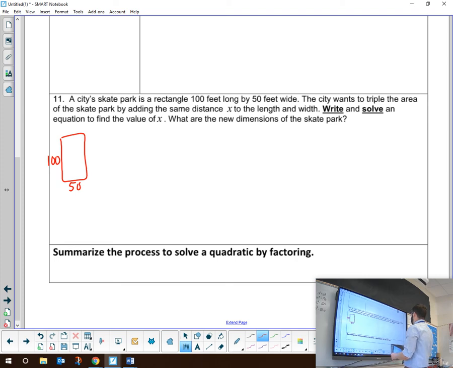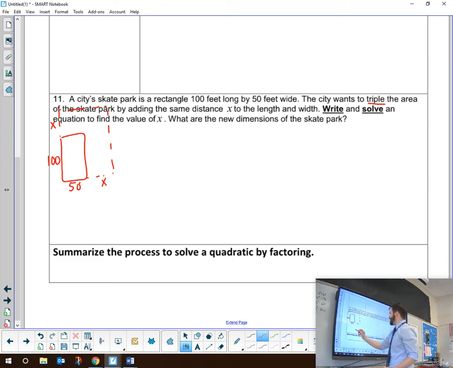Okay. And we want to double the area by adding all this out here. We're going to add x to this side, add x to this side, and double the area. Okay, now let's figure out what that new area is going to be. Well, it says it wants to actually triple the area, right? Okay, so what's my area originally?